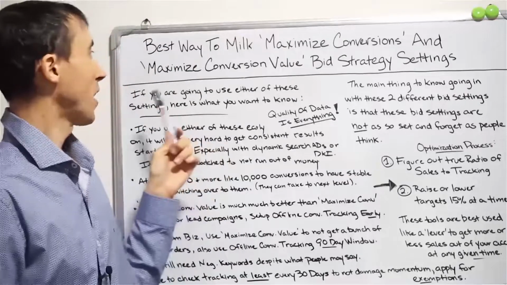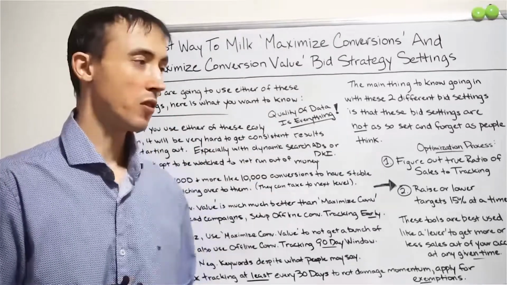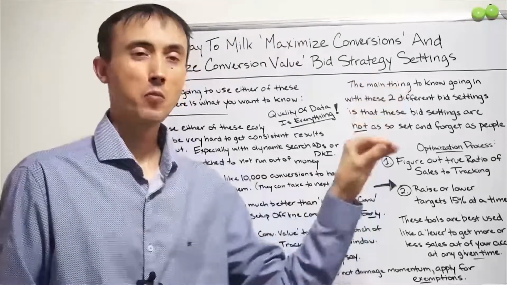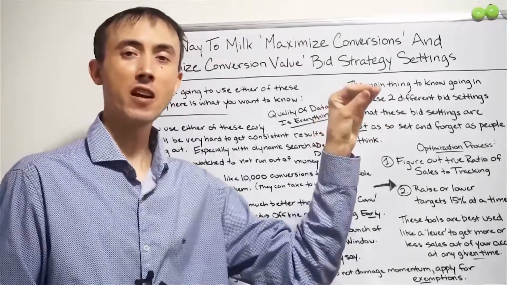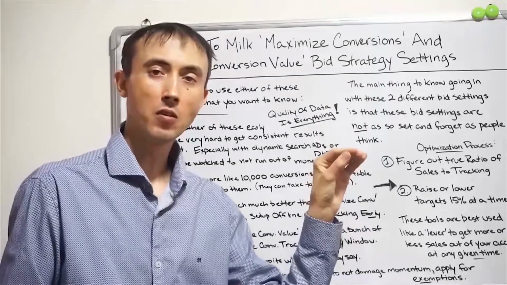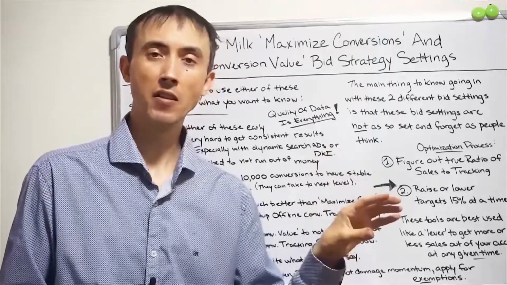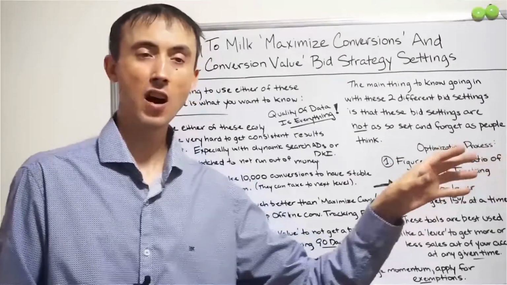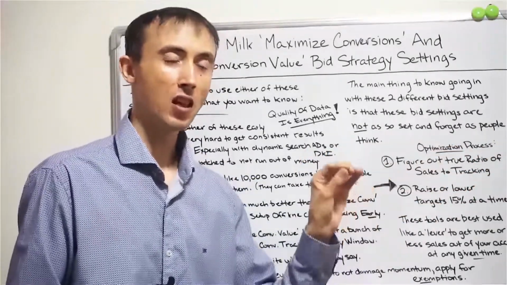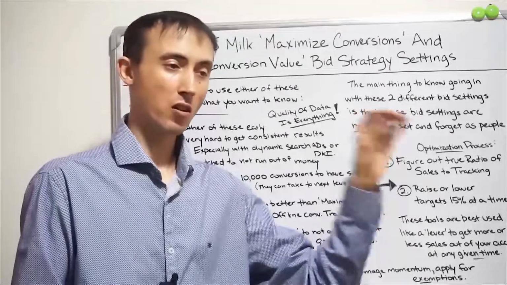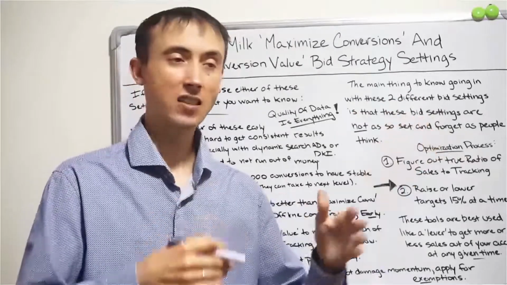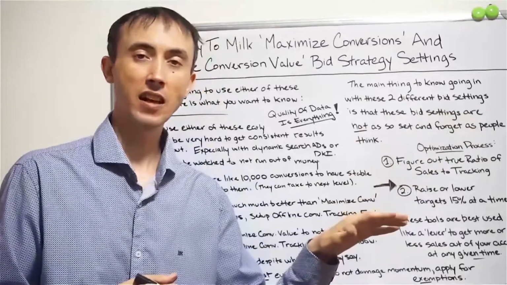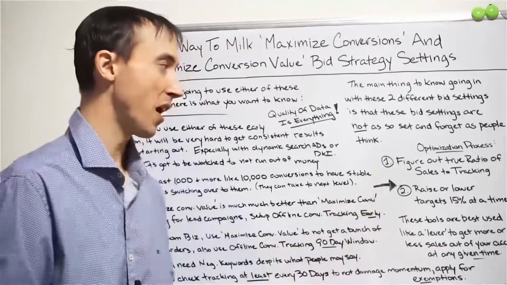Or if you're using maximized conversion value, then you would want to know how much to raise your ROAS target, because the higher you raise the ROAS target, the more conservative the campaign's going to run. A lot of people don't know that. It's not just about getting you conversions at a certain cost. In the marketplace, the higher you bid within Google Ads, the more aggressively your ads will run. If you bid less, you'll get less clicks. That's the way that it's always been.